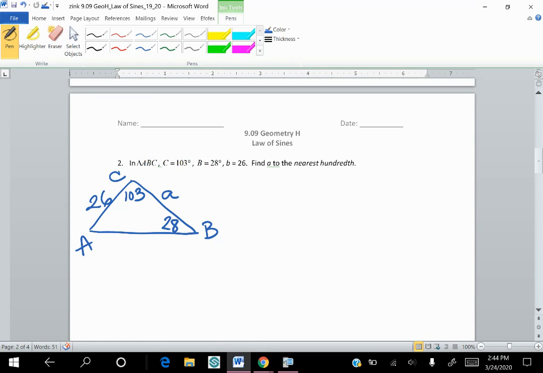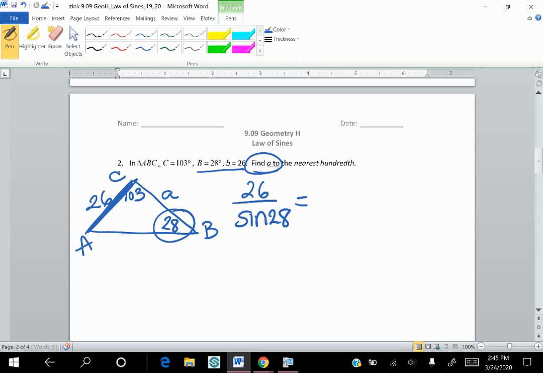So when we set it up, first we ask ourselves, do we know a side across from a given angle? Well, I only know one side, and that's side B. But I also know the angle across from it. So that tells me I can use law of sines. So I'm going to use the B's. So 26 over sine of the angle across from it. So that's going to be 26 over sine of 28. But I'm looking for A here.